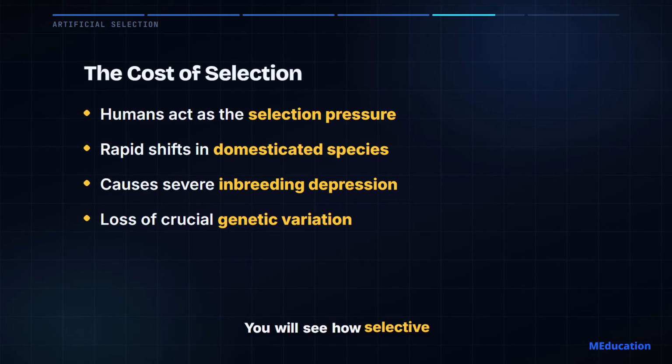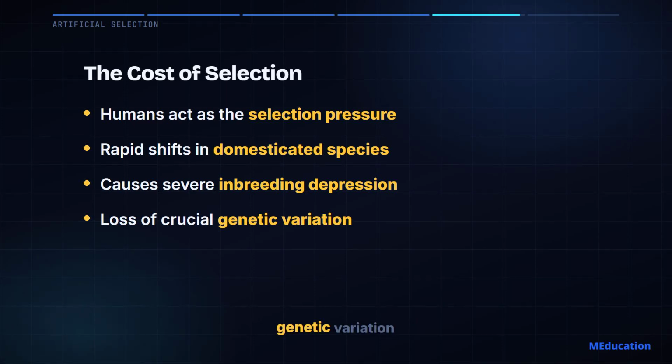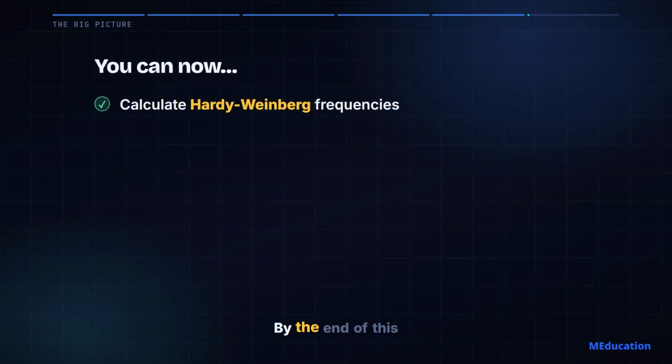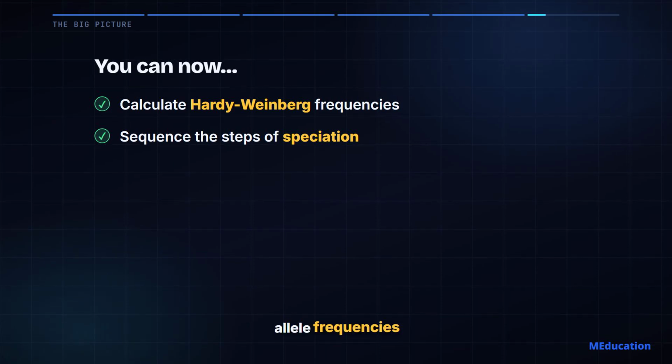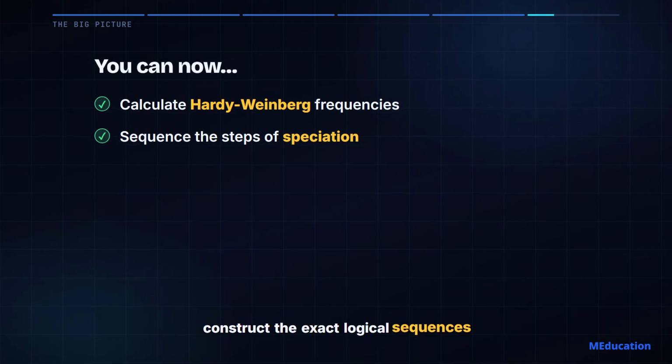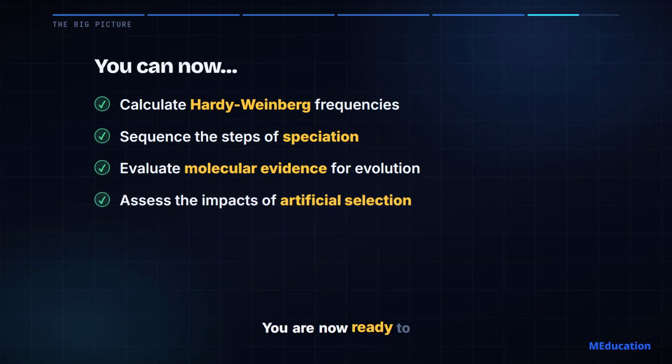You will see how selective breeding leads to inbreeding depression, loss of hybrid vigor, and extreme susceptibility to new diseases because of severely depleted genetic variation. By the end of this unit, you will confidently calculate allele frequencies, construct the exact logical sequences required for speciation exam questions, and evaluate complex molecular data. You are now ready to master the forces that shape all living things. Let's dive into the mechanisms that drive these genetic shifts.